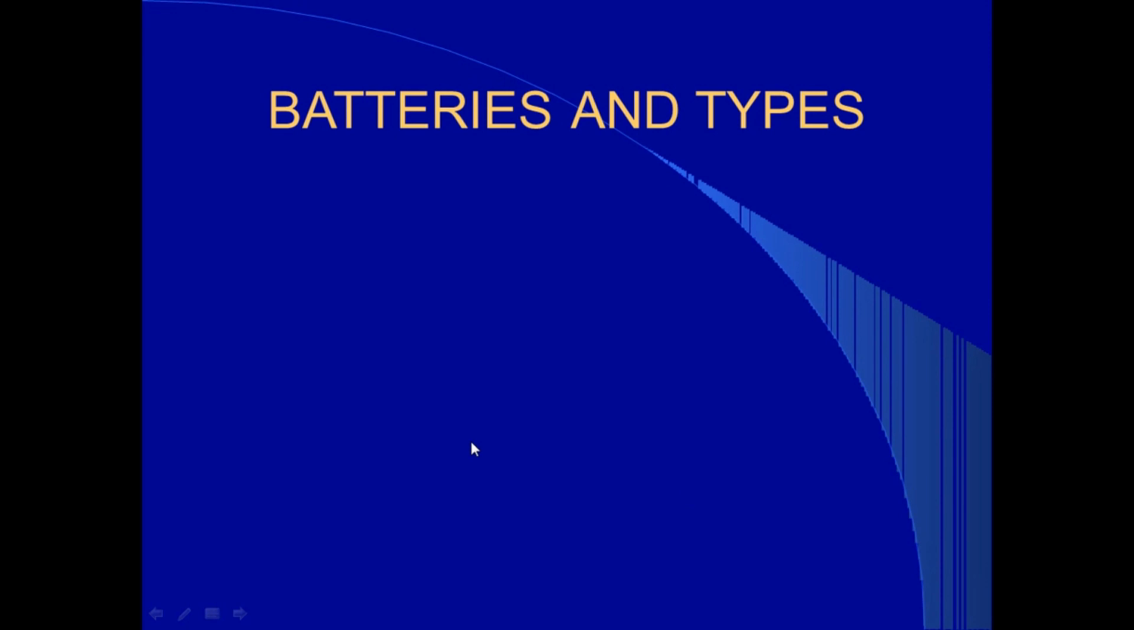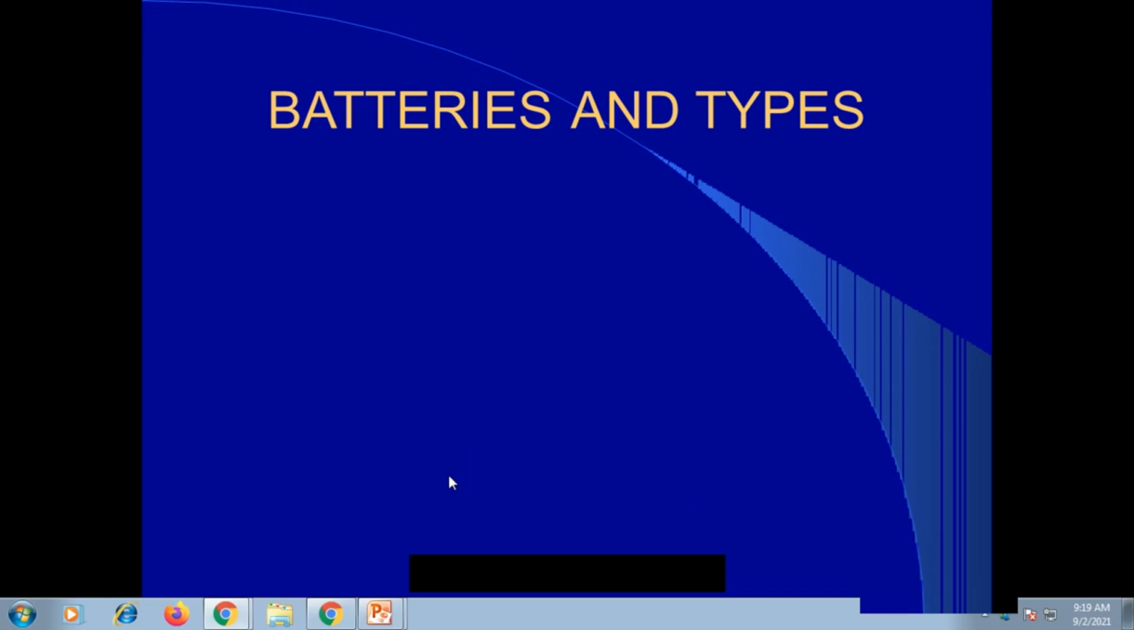Hi everyone, today we are going to see about the batteries and its types. Batteries have become one of the most important and most useful equipment these days. Batteries are used where power supply is not regular, where low voltage is required.